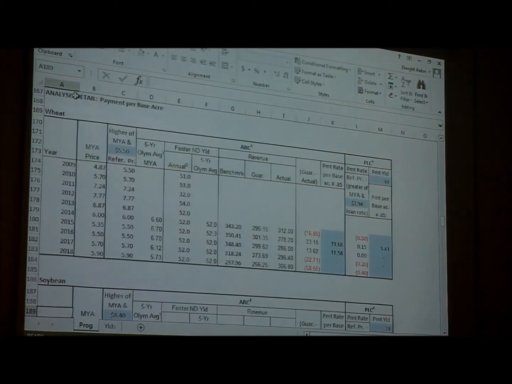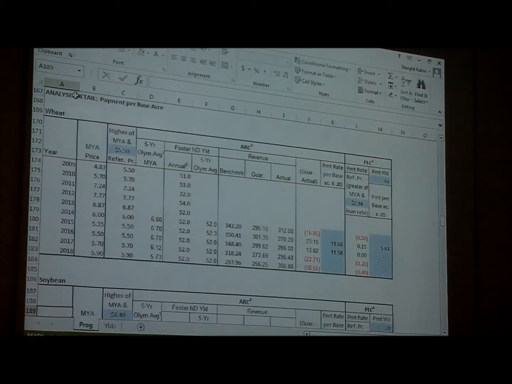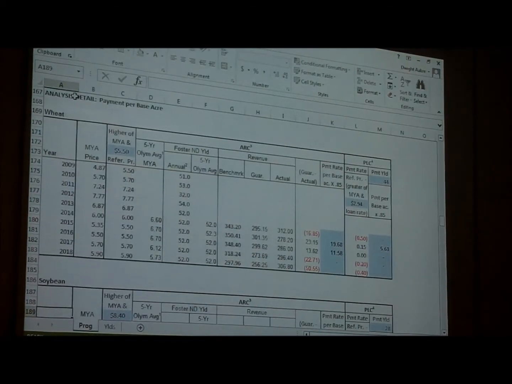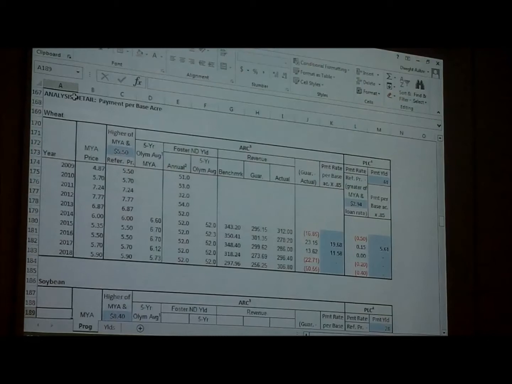We're looking at wheat: the first year, no ARC payment, no PLC payment. It does look like a pretty significant ARC payment in years 2 and 3, and then nothing after that, and only a PLC payment in year 2015 when we used a $5.35 price. The price has to drop below $5.50 in any year to trigger a PLC payment.